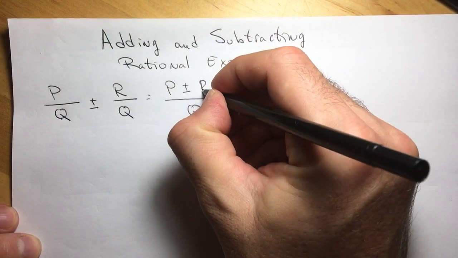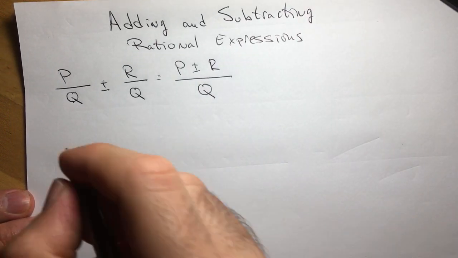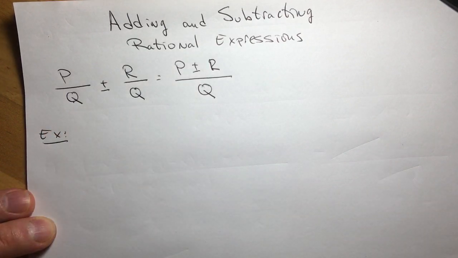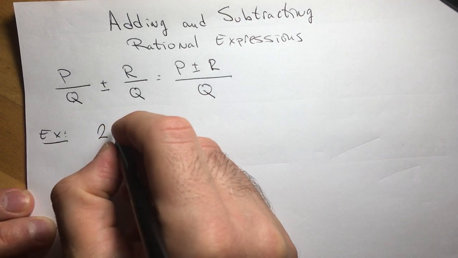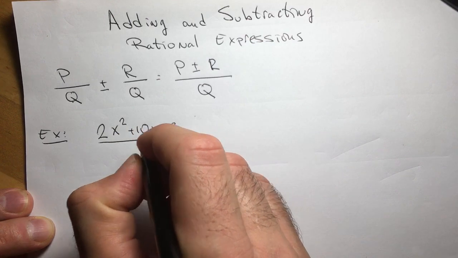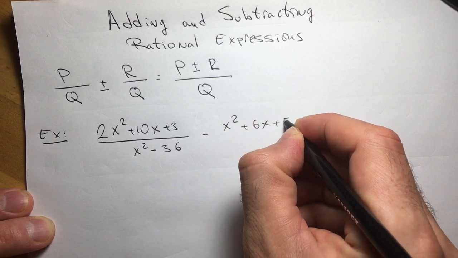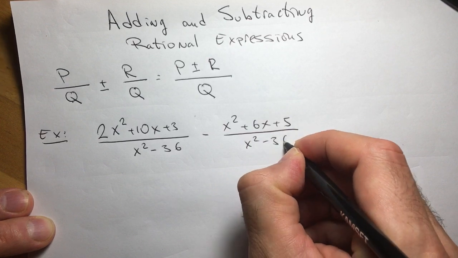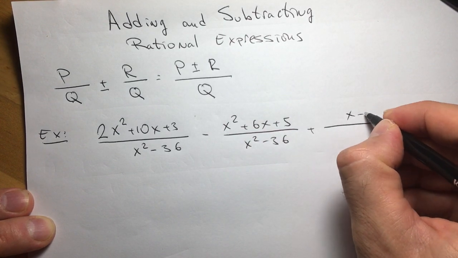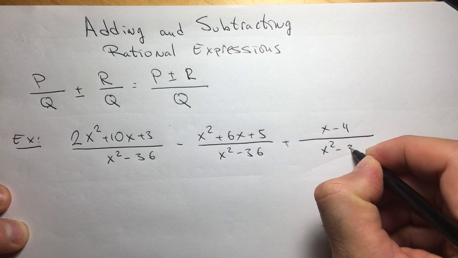Okay, so bringing the expression under a common denominator is the place where students make the most mistakes. But before we go there, let's just do an example where the rational expressions have the same denominator. So let's say that we want to simplify the expression (2x squared plus 10x plus 3) over (x squared minus 36) minus (x squared plus 6x plus 5) over (x squared minus 36) plus (x minus 4) over (x squared minus 36).